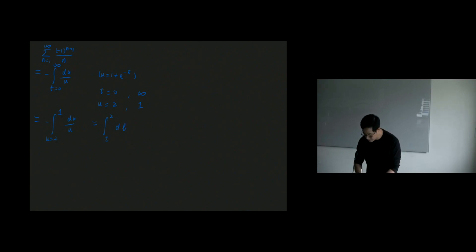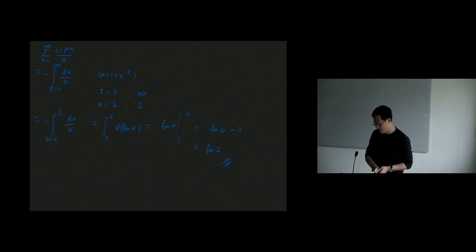And then du over u is log of u. So the whole thing is log of u from 1 to 2, which equals to log of 2 minus 0. That is the final value for this convergent infinite series.